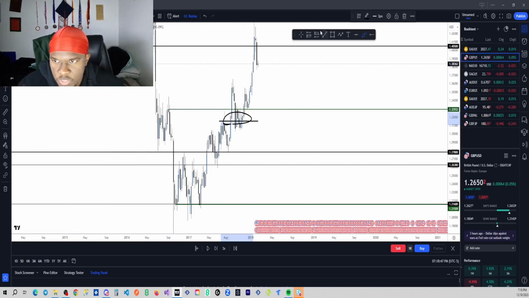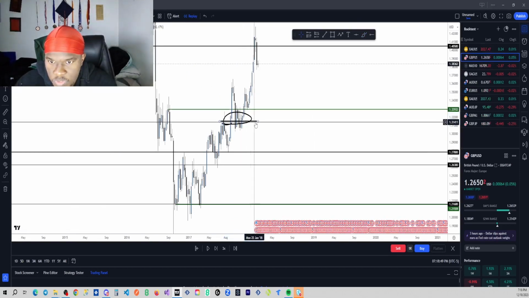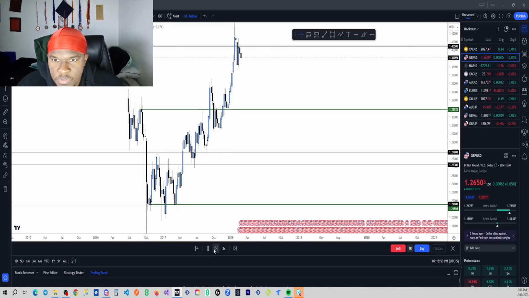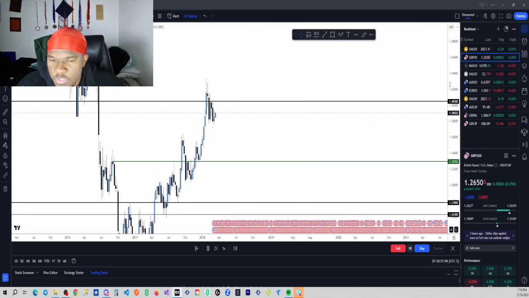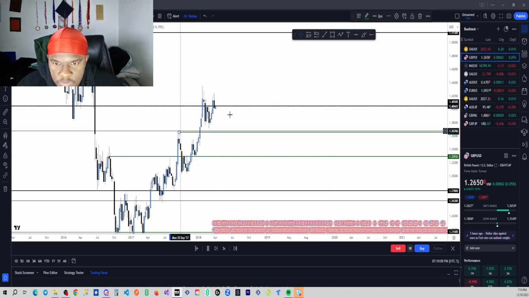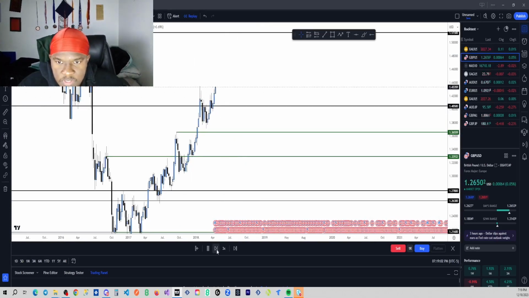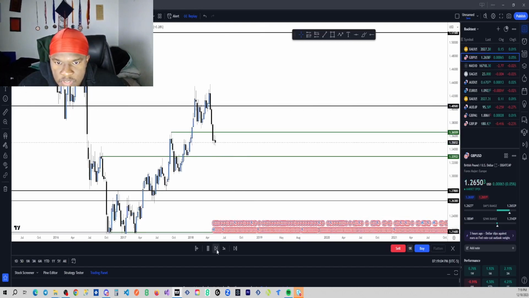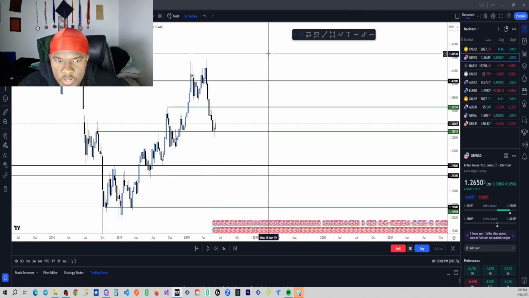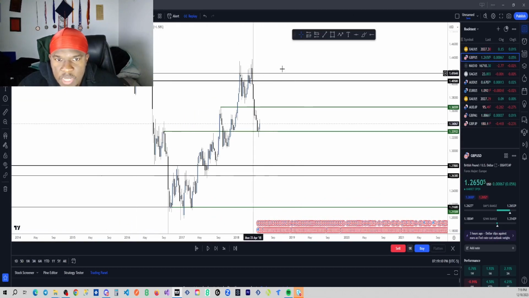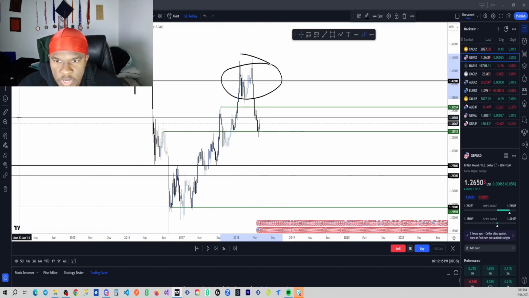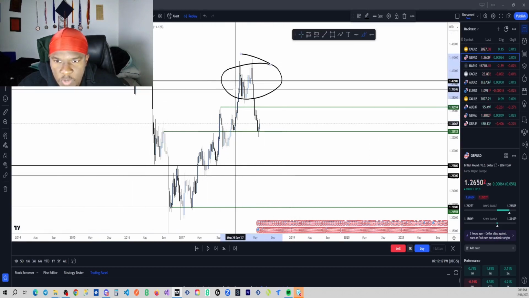All right, so we're going to look for another shift of structure. Let's see what happens if we continue to play this out. So shift of structure, you can see we push to the upside. We can expect a retest of this right over here. Let's see if that happens. So right now, here's where we are in price. Price came back. Price retested this level right over here.